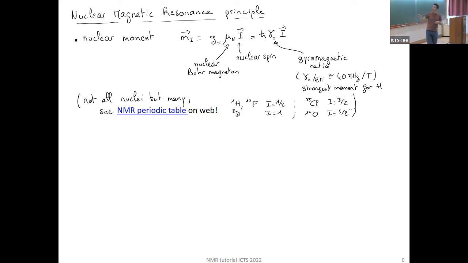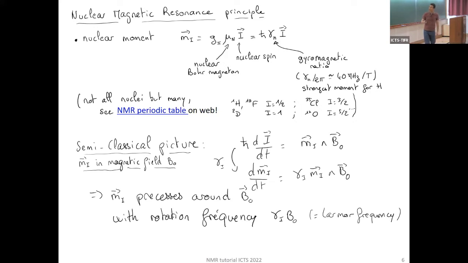So as I say, you can use many nuclei. Very good ones are, for instance, the proton, that's the largest moment, with a gamma over 2 pi that is close to 40 megahertz per Tesla. But okay, there are others with different gamma, different spins, etc.